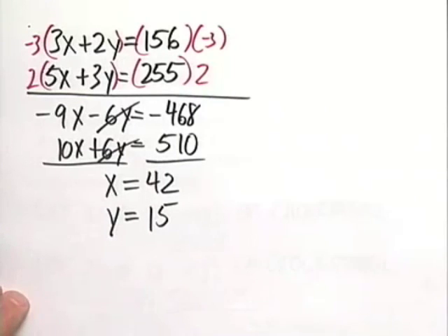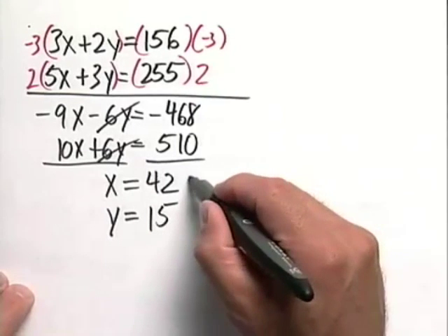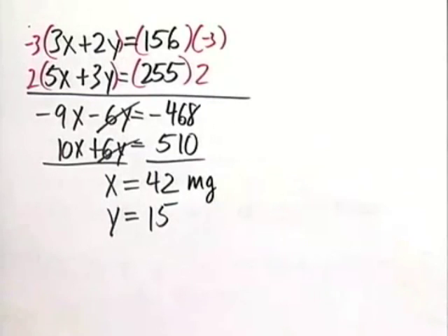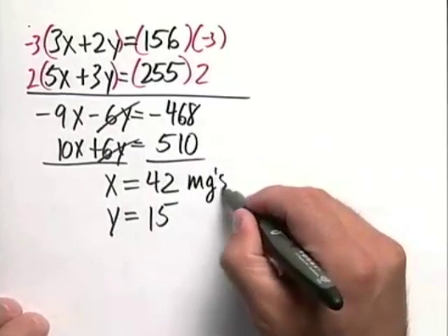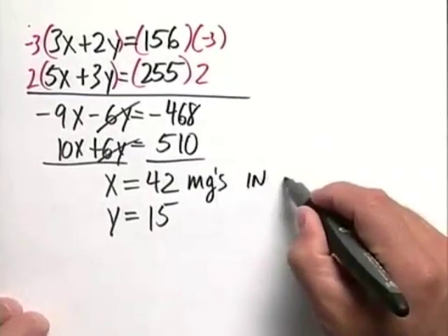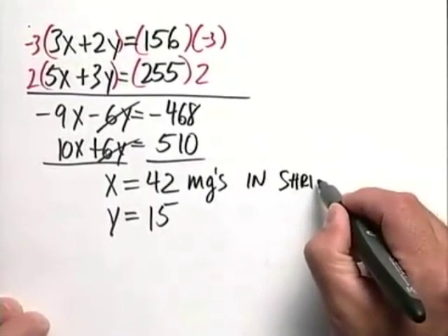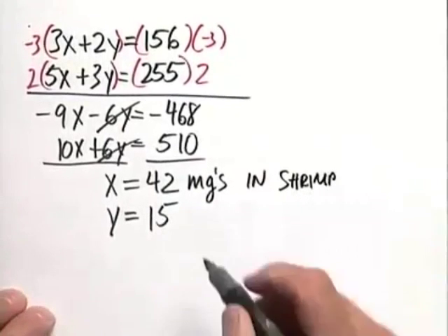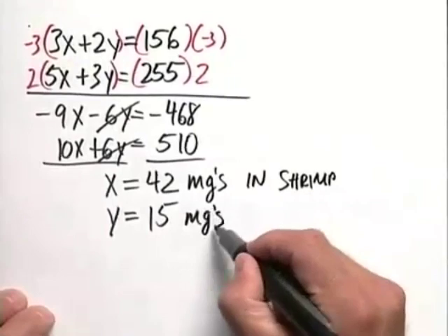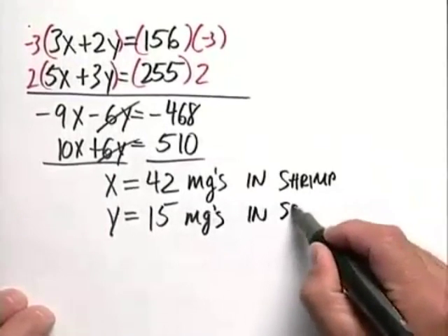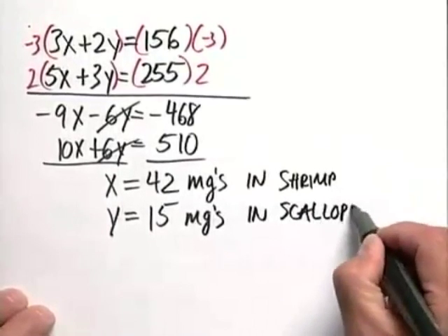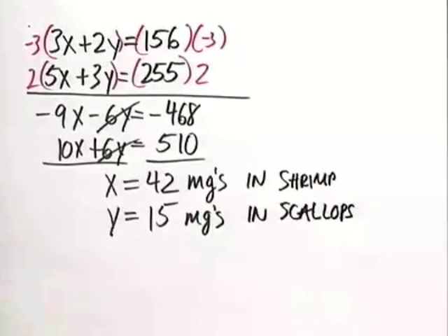So let's tie this all together. X we defined as the number of milligrams of cholesterol in shrimp, so we can say in shorthand 42 milligrams in shrimp and 15 milligrams in the scallops. And this finishes our nice application problem.